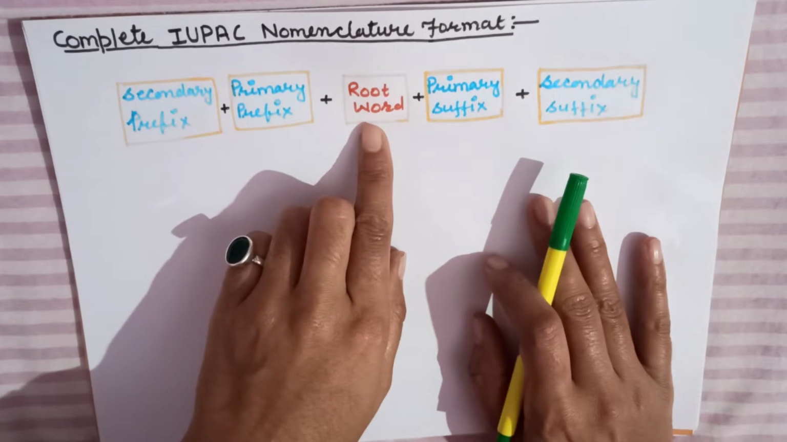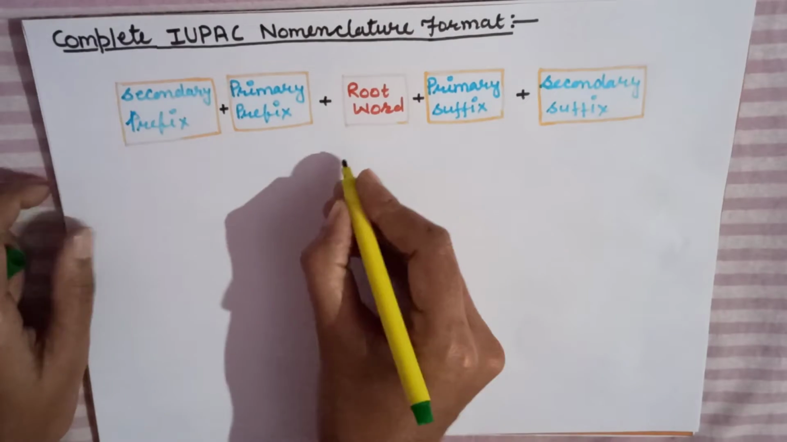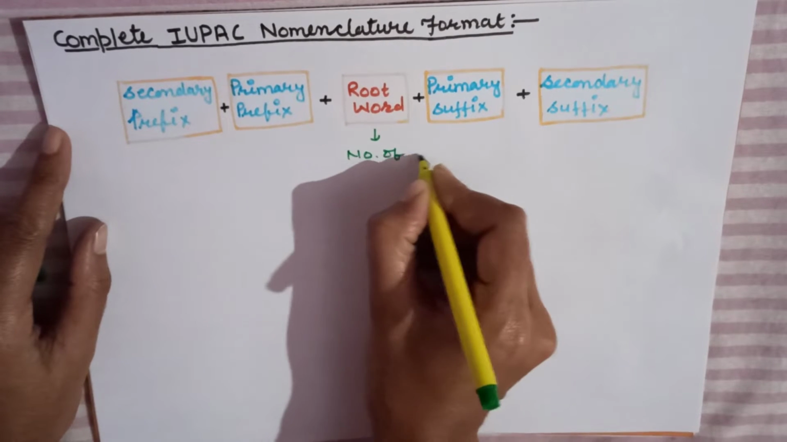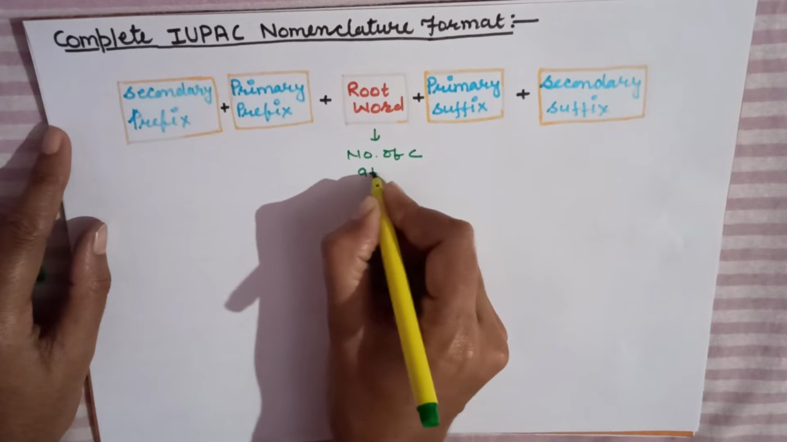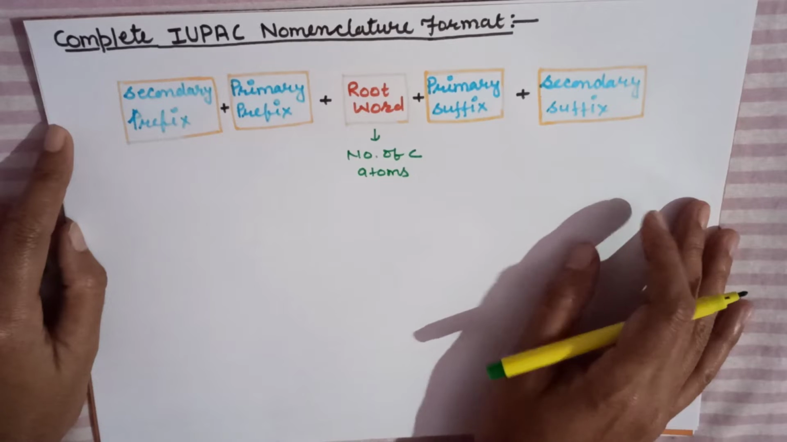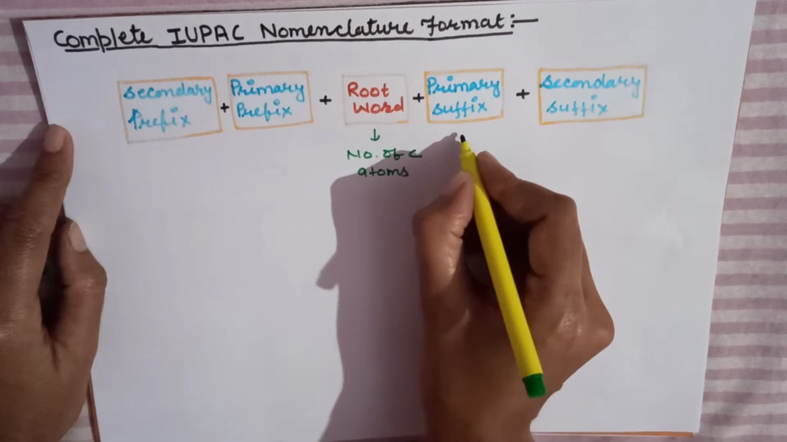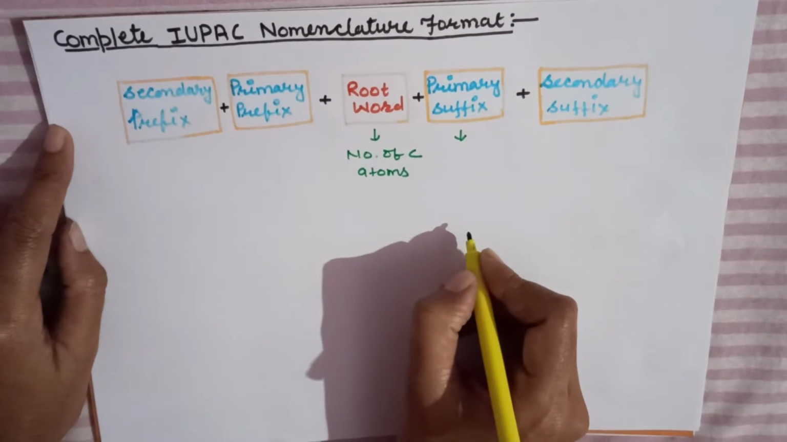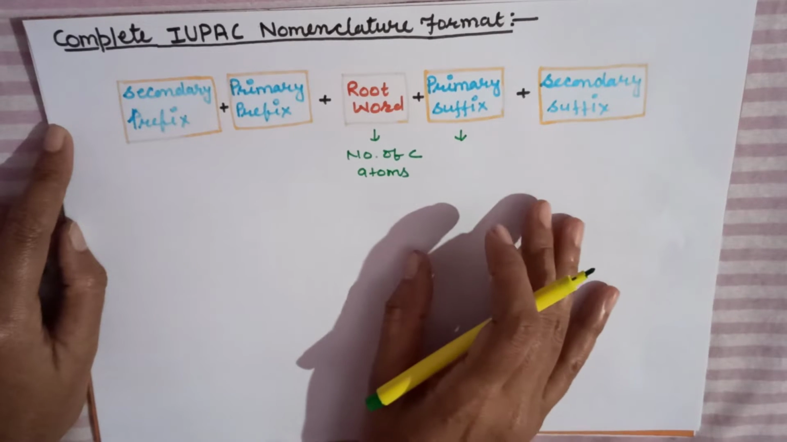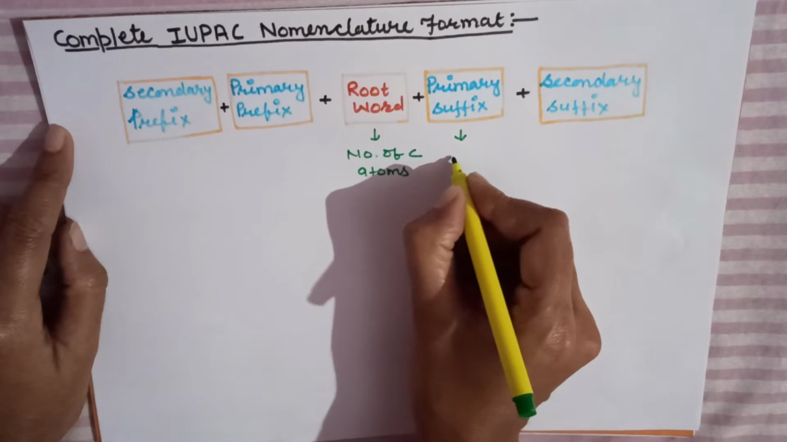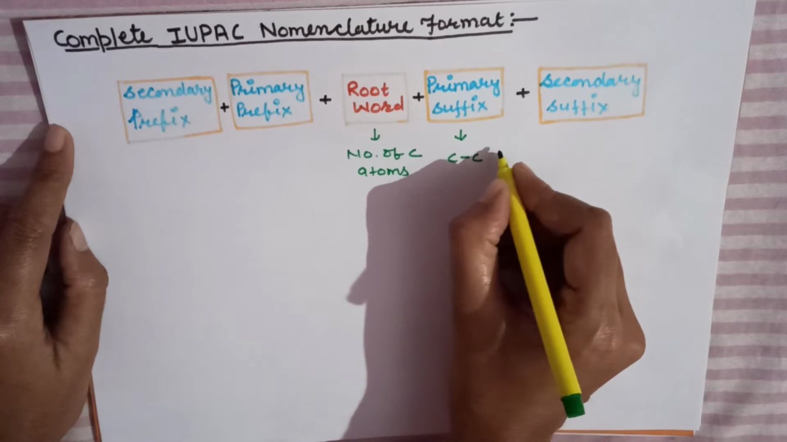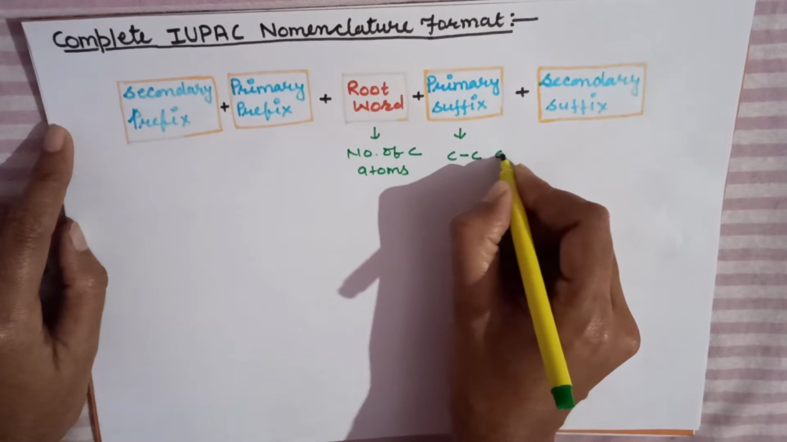Then what is the root word? Root word is the number of carbon atoms in the molecule. Okay. Primary suffix. Primary suffix is the carbon to carbon bond within the molecule. If carbon to carbon single bonds are present within the molecule, then we use the primary suffix "ane".